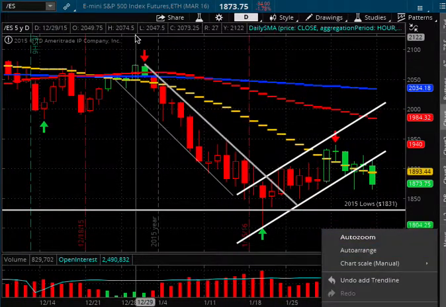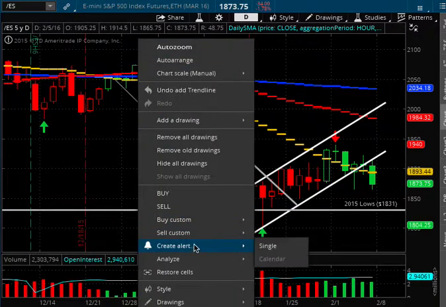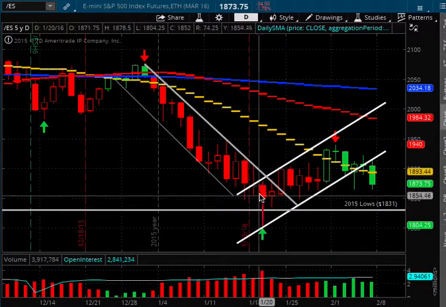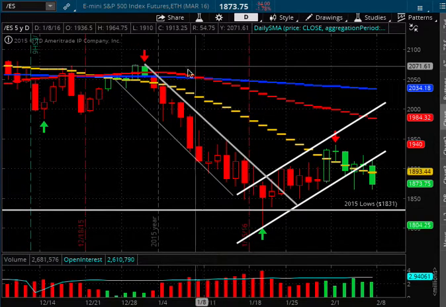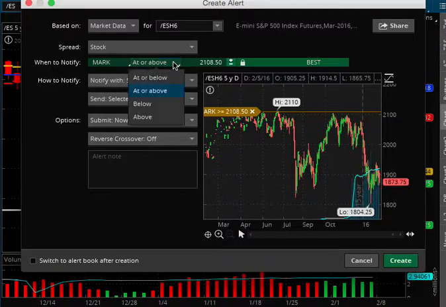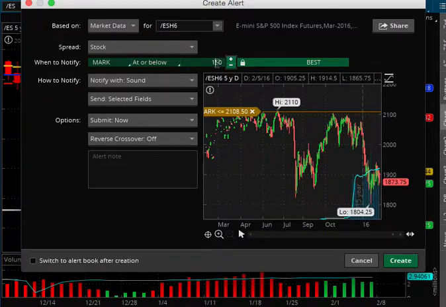Let me show you how to do an alert. All right, create alert, single alert. We're going to set an alert below. I forgot what that value was. Let's go back. That value was 1804.25. So we're going to set an alert at 1804.25 at or below 1804.25.